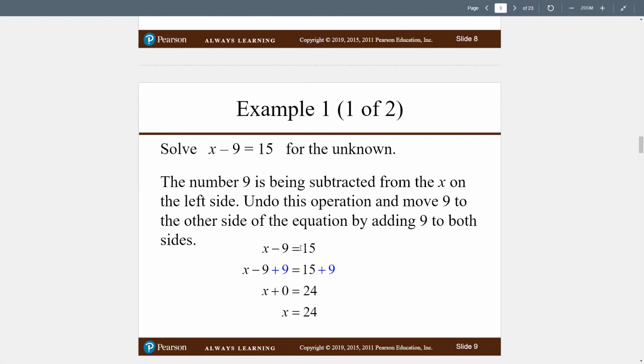So if it's x minus 9 equals 15, obviously the opposite of minus is going to be plus. So you cancel it out on the left side. You do the addition on the right side, x equals 24. Well, how do we know that's right? 24 minus 9 will give us back 15, and that is a true statement.